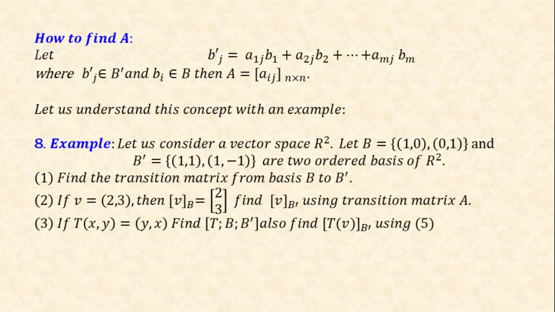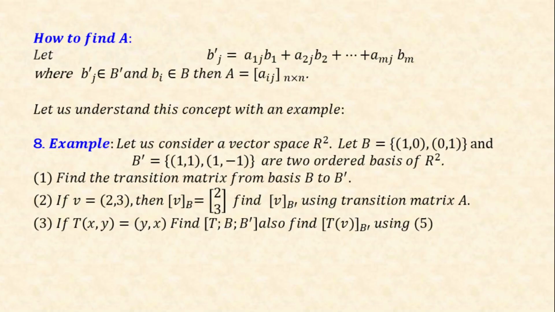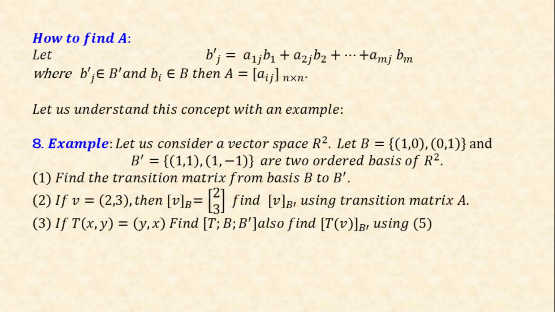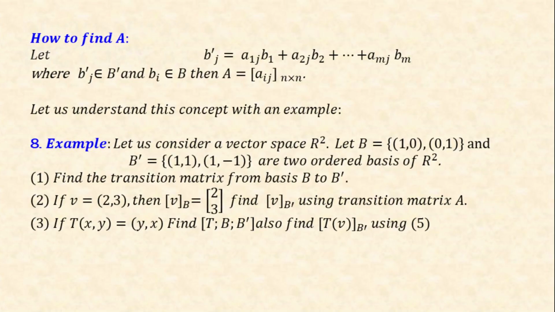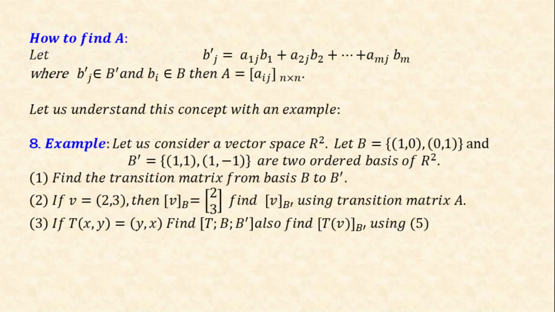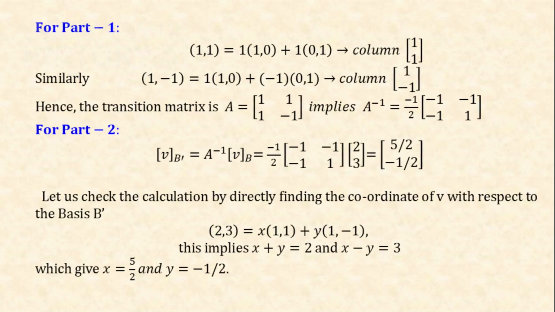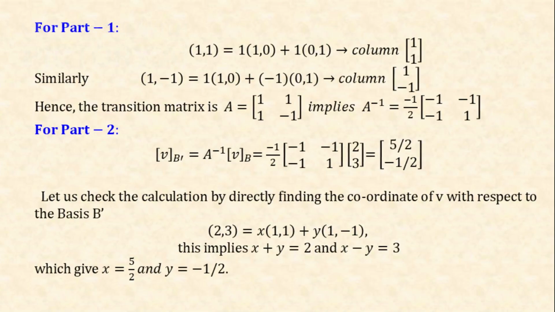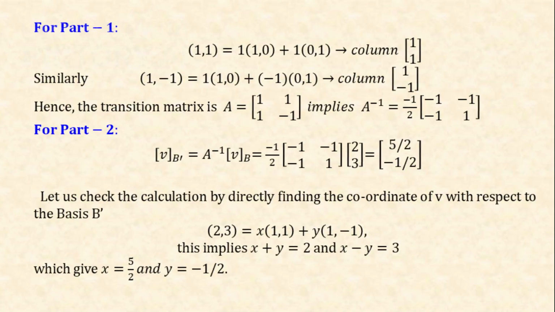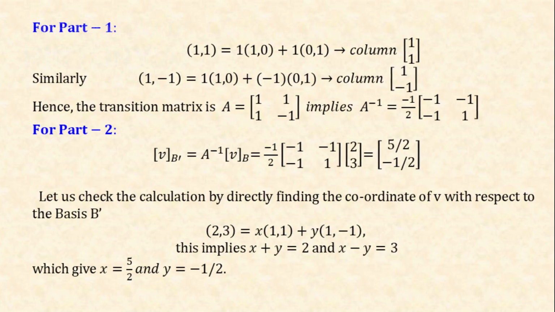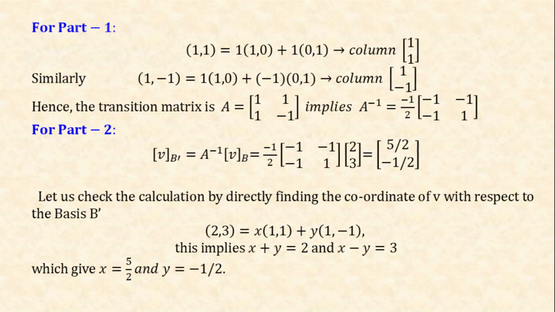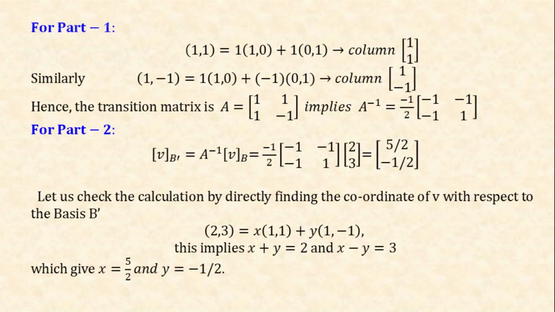Let us understand the concept mentioned in 6 and 7 by the following example. Consider a vector space R2 and bases B and B'. We need to find the following. In the first part, we need to find the transition matrix from B to B'. For this, we write vectors of B' as a linear combination of vectors of B and make the scalars the columns, and hence we obtain the transition matrix.